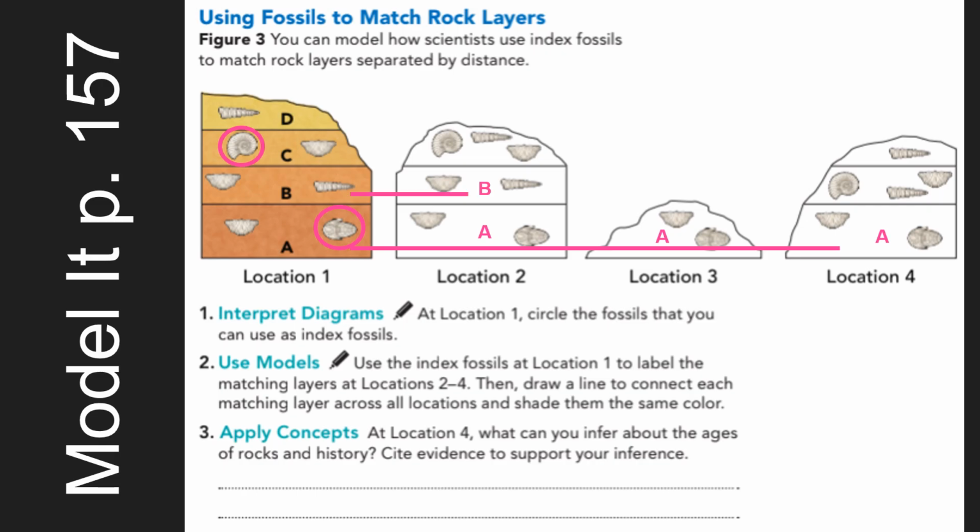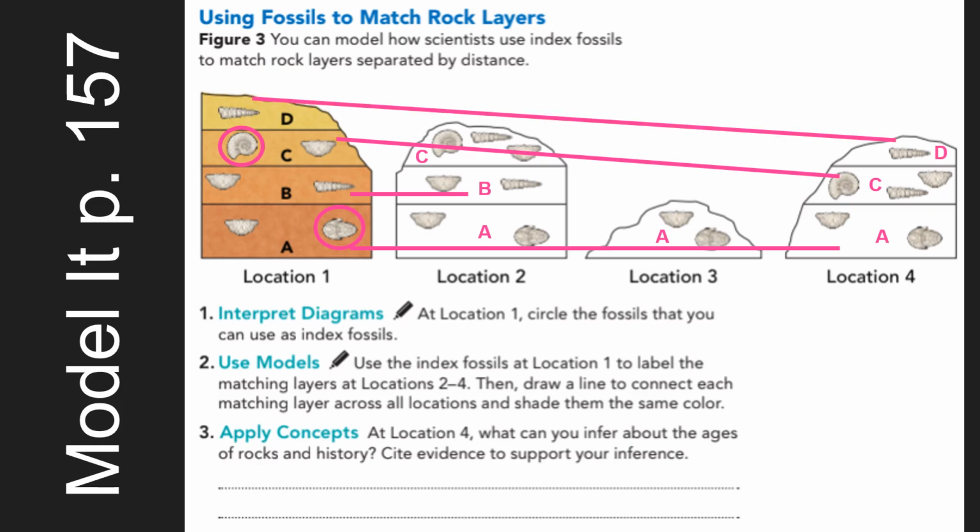Then we're going to move up to B. So for B, there is just this one area that has the same fossils. Next, we're going to do C, and we know that because there's this spiral shell, it is in the top at location 2, in the middle at location 4. Finally, we have D, which is only located in location 4.